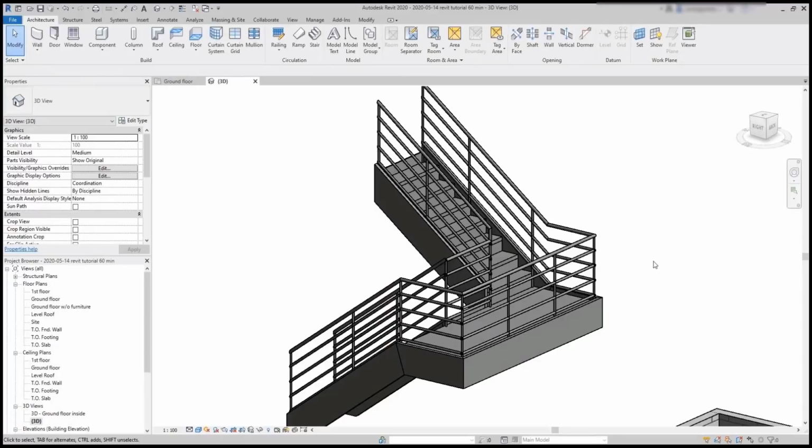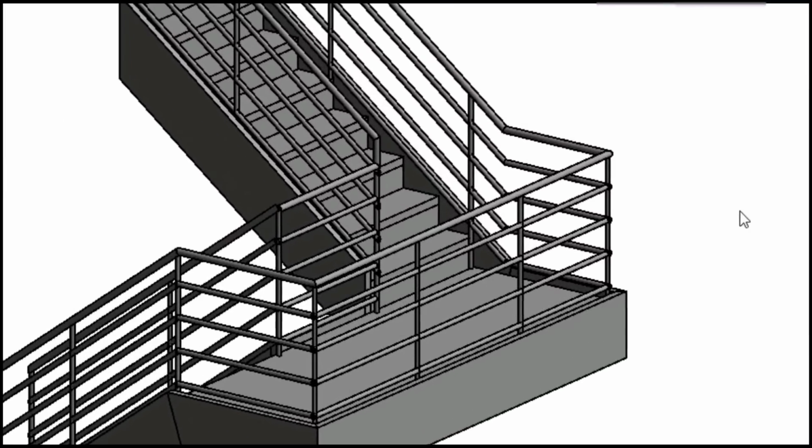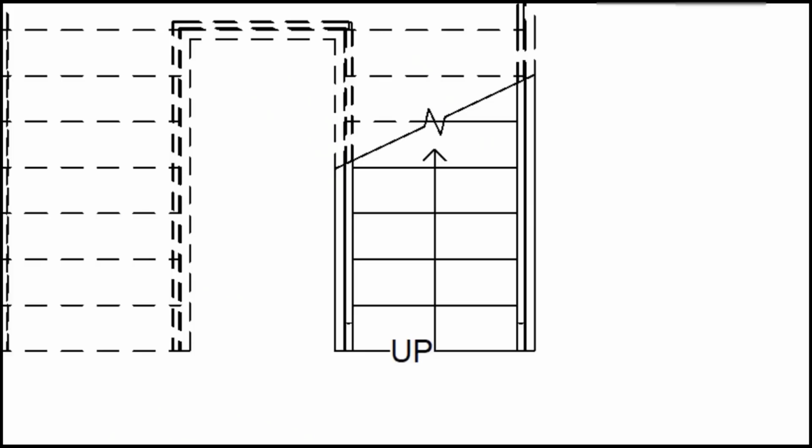In a 3D view, you can see its appearance better. There is a little gap here, and on the other side there is a small jump from the landing to the ramp. So, the way to solve this is by increasing the landing.